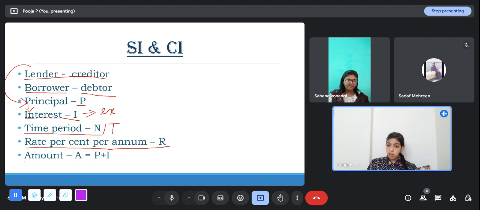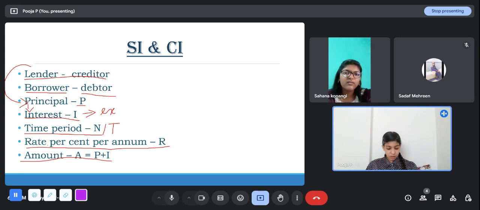And the last term is amount. Amount is nothing but the total money, the total sum that includes the principal as well as the interest. It is denoted by A and it is given by P plus I. I hope all these terms are clear.